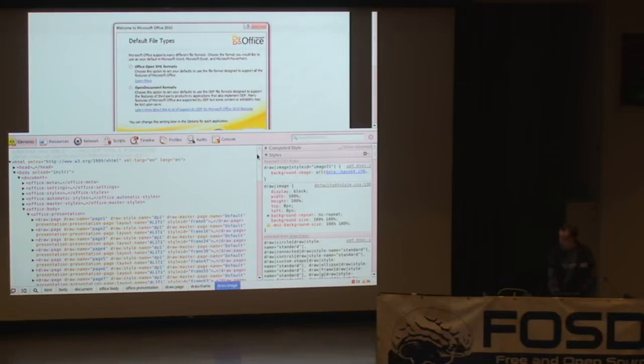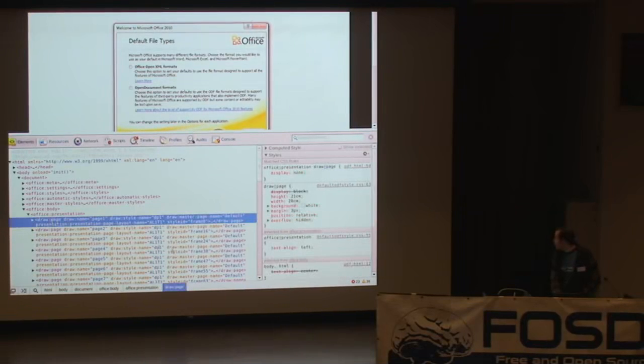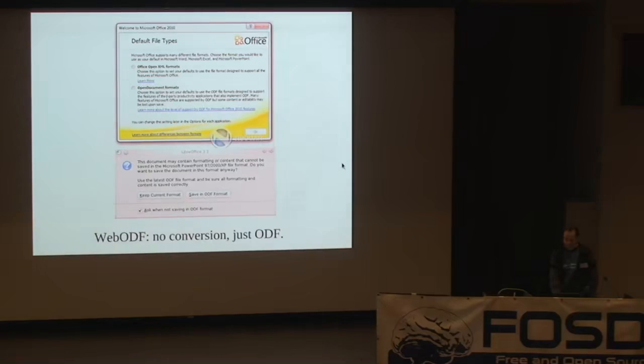So you see here the XML, and here you see if you select an element, for example the first page, you see what CSS applies to it. So you can directly see when you're developing or improving webODF if the CSS translation is correct. And you can even see where it was defined. Okay. But that's just the underwater screen.